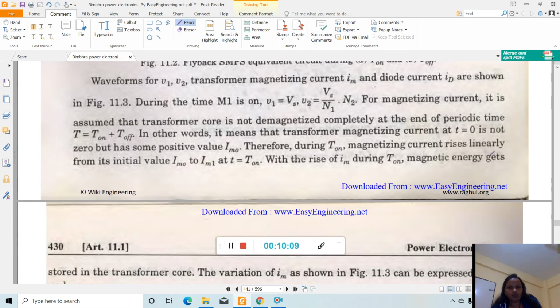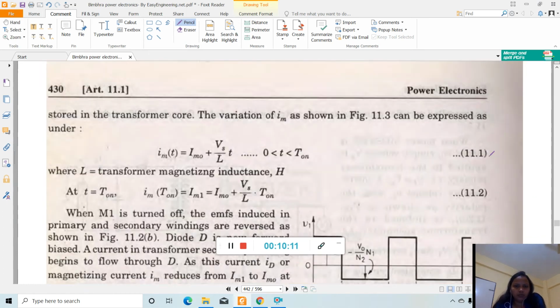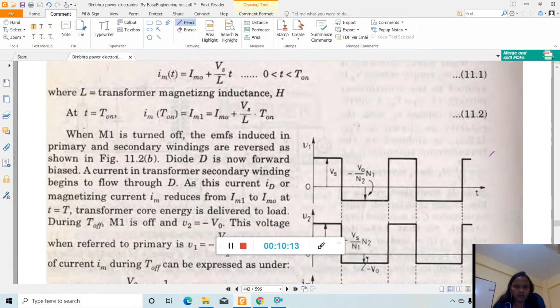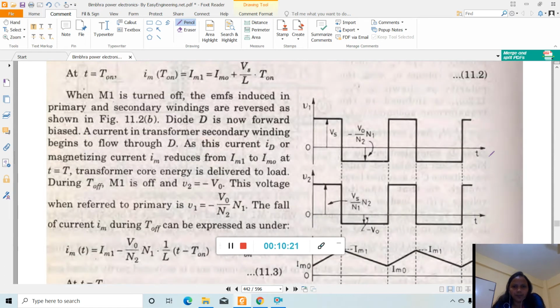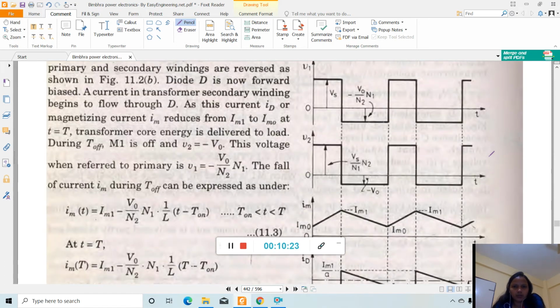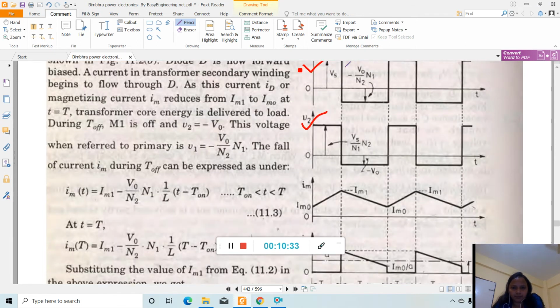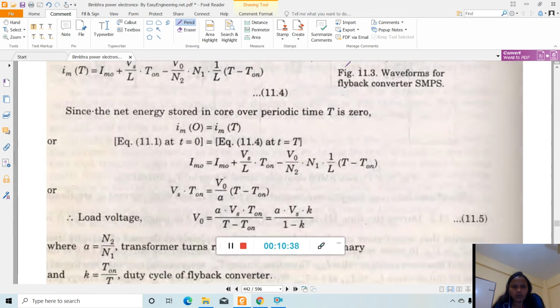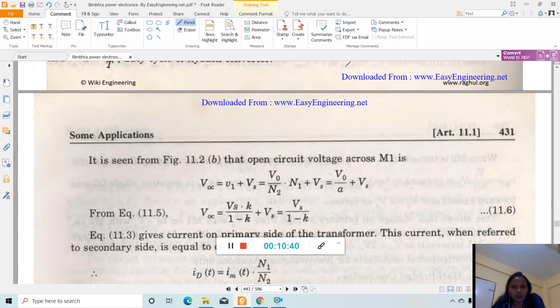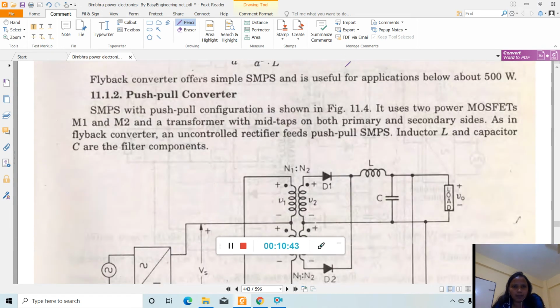So these are all not required for you. You just study the circuit configuration and the working principle. These are all the waveforms: this is the V1 waveform, this is the V2 waveform. These are not required for you in the application part. We just study the circuit configuration, working principle and its application.